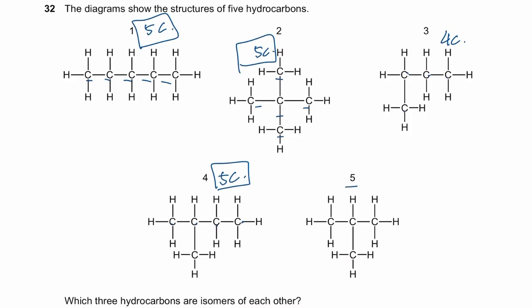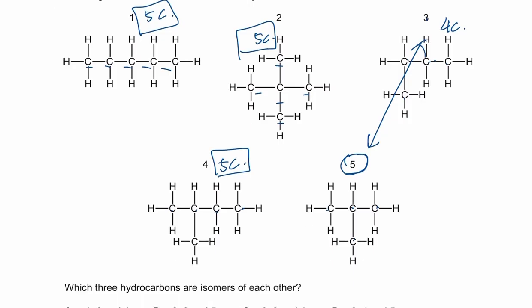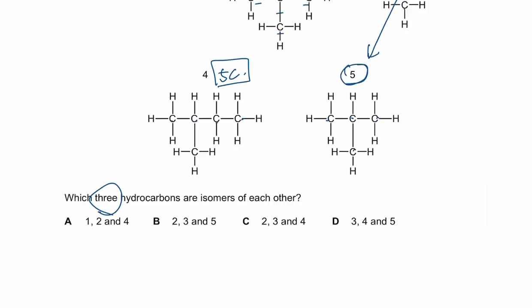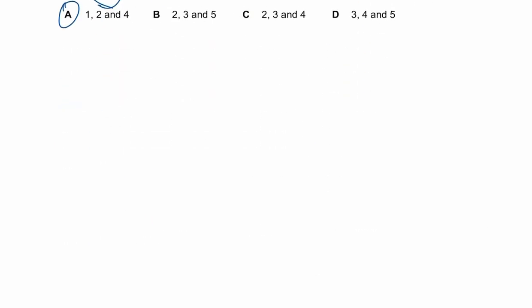And if you check part 1, 2 and 4, and if you check this 5 hydrocarbon, it has 1 2 3 and 4. So obviously 3 and 5 are isomers, and 1, 2 and 4 are isomers, right? And saying which 3 hydrocarbons are isomers, so it's 1, 2 and 4, the right option.